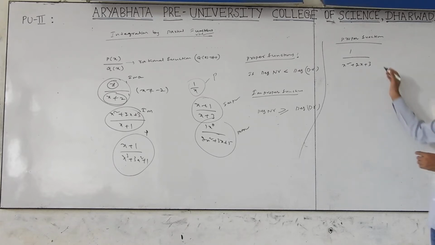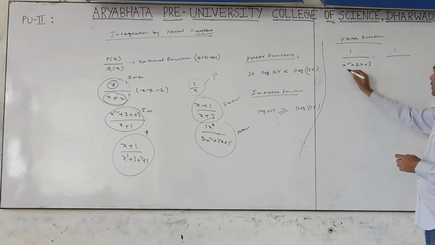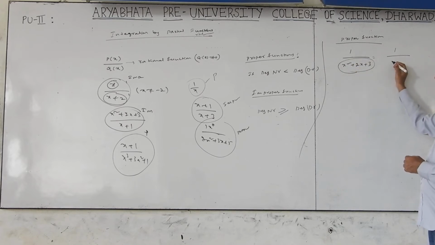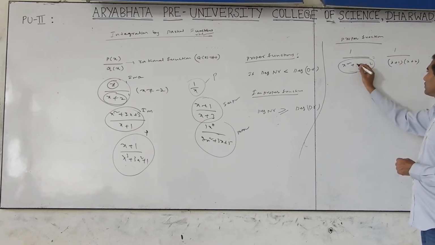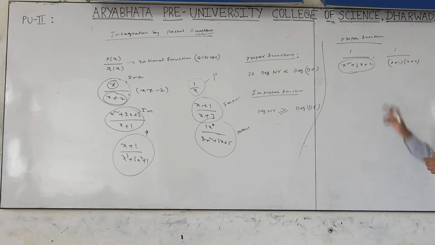So I can write this as 1 by, what are the linear factors here? x plus 1 into x plus 2. Here I am taking 2, here 3x. Correct? x plus 1 into x plus 2. I can split it like this: 1 by x plus 1 minus 1 by x plus 2. See, by simplifying we get this amount.